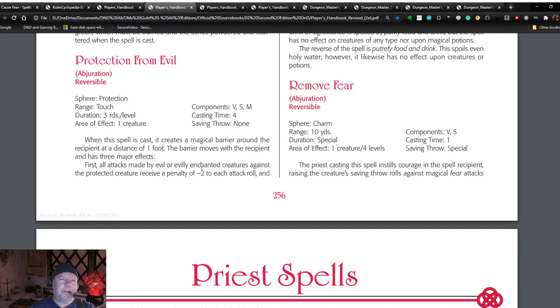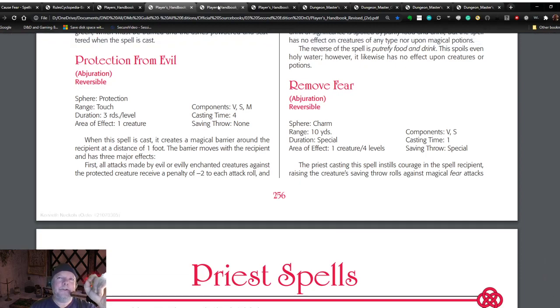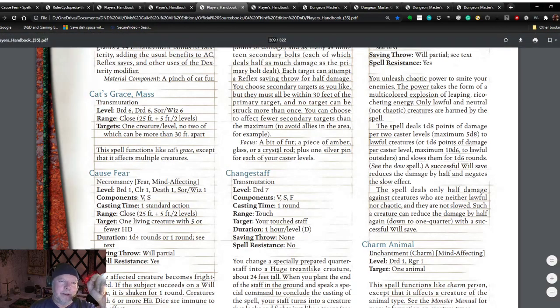Notice in 5th edition, clerics don't get this spell. Well, let's take a look at 3rd edition, because 3rd edition is usually where things start to morph pretty crazily. So now, by 3rd edition, they do have a separate spell for cause fear, and it is necromancy. And it's available to bards, clerics, death domain, and then sorcerers and wizards, 1st level.